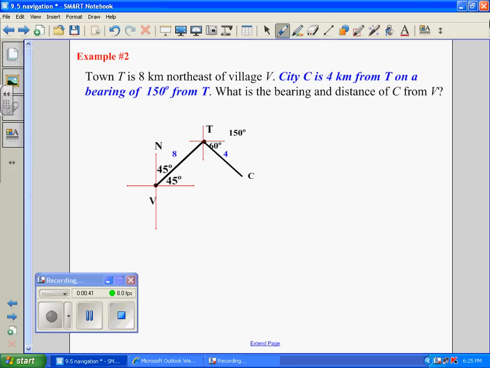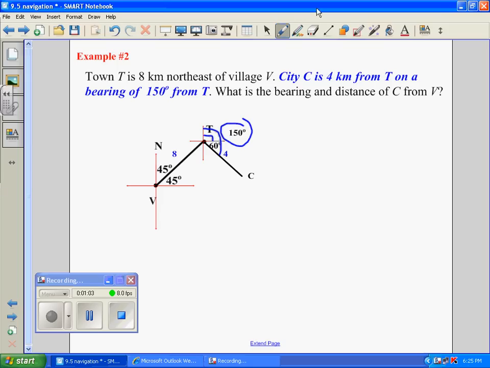Now you have city C. That's 4 kilometers from T on a bearing of 150 degrees. So some of you are saying, what does that mean if it's a bearing of 150 degrees? Start at your north line and go all the way down. Notice I put the 60 here. That's because this is 90 right here, right angle, and that's 60. They add to this 150. We really care about that 60, and you'll see why a little bit later.